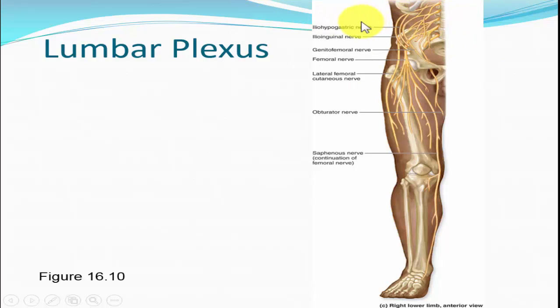Iliohypogastric, when we talked about regions, that's the nerve that supplies that. Ilioinguinal. Genitofemoral, so genitals and femur. Femoral nerve is going to be this big structure here. It's going to run all this structure here. Obturator nerve is going to run through the center of the pelvis and basically run down. And then the saphenous nerve, continuation of the femoral nerve. So it's going to be a specific one that runs off this femoral nerve here and splits off into the saphenous.